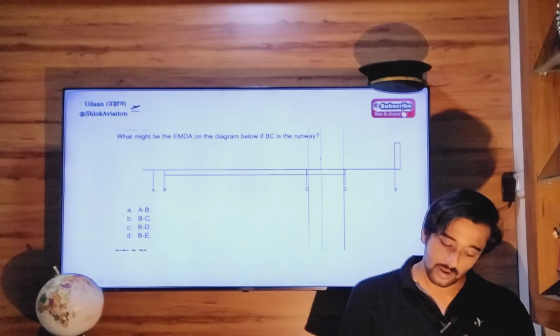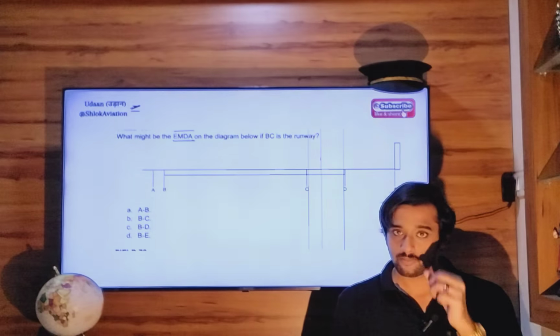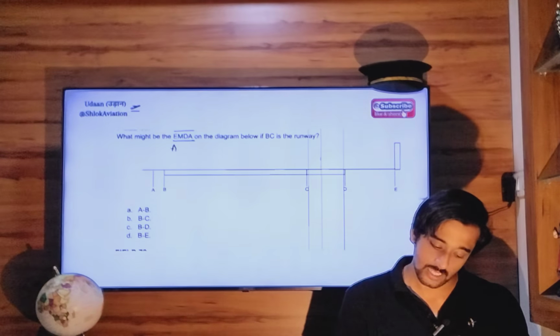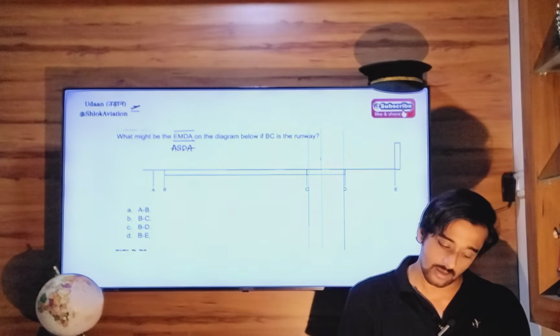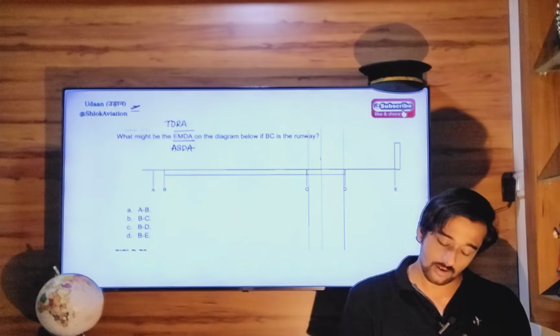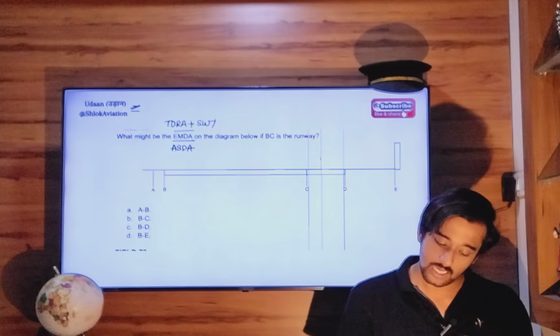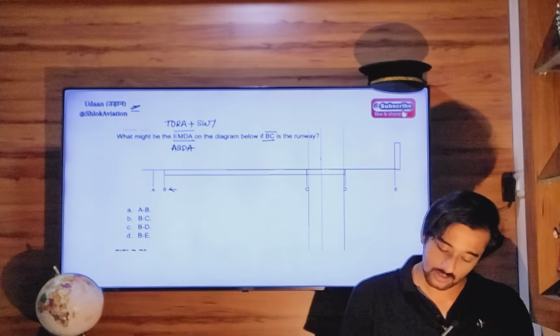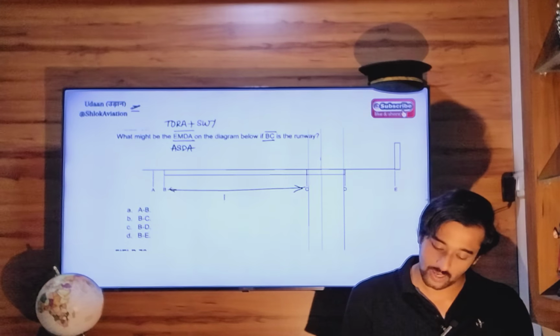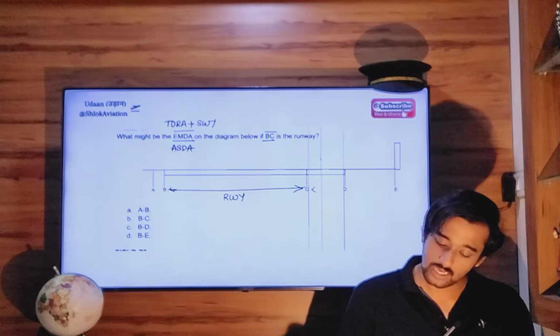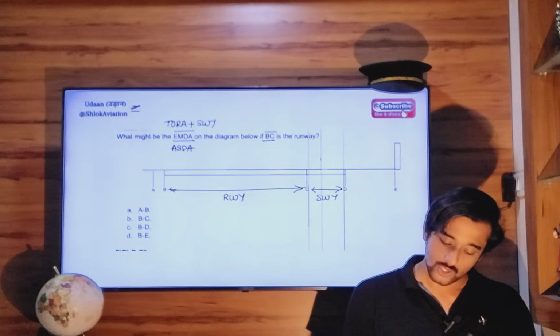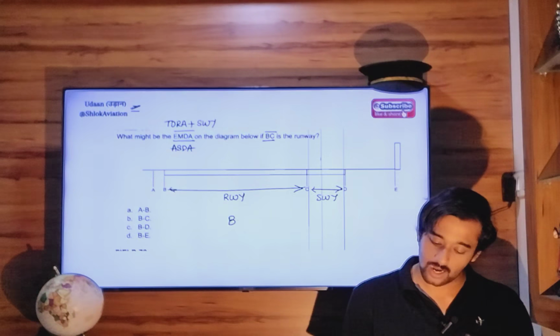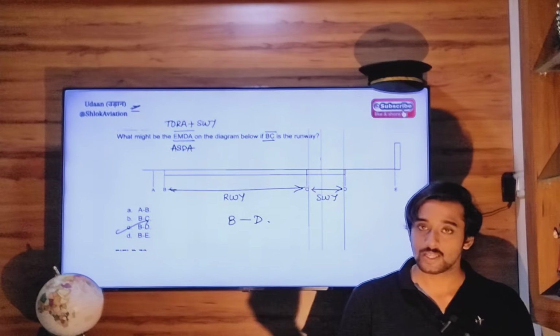Next. What might be the emergency distance available? Emergency distance available is nothing but accelerate stop distance available, takeoff run available plus stopway. BC is your runway, CD is your stopway. So accelerate stop distance will be Bravo Delta. Option Charlie.